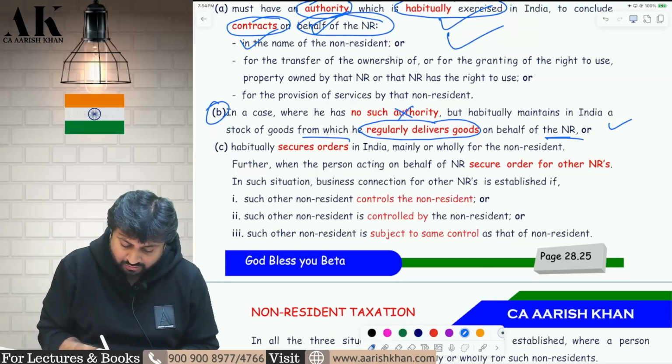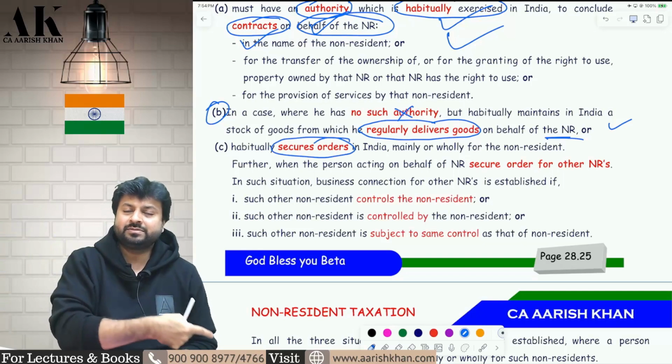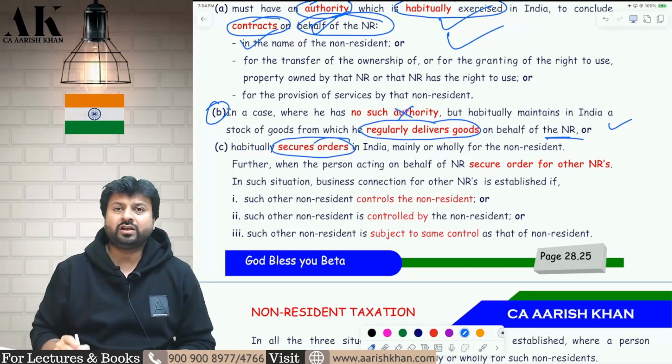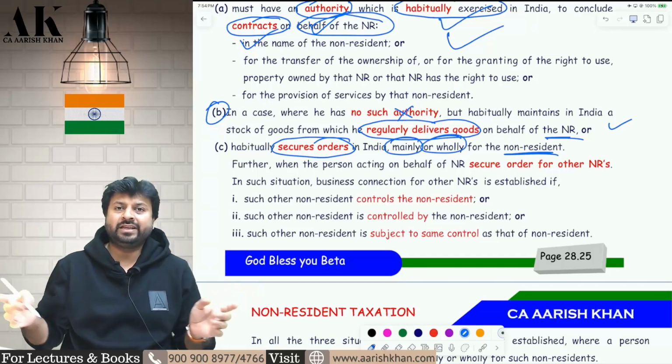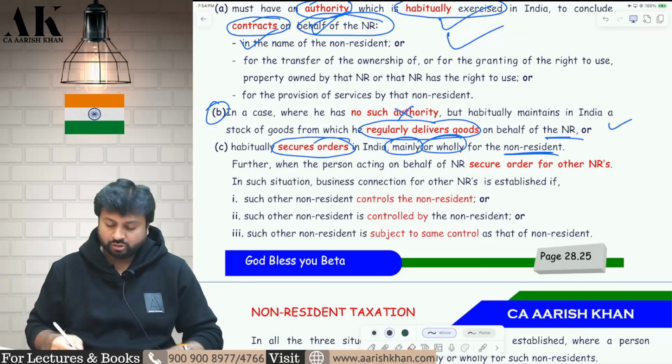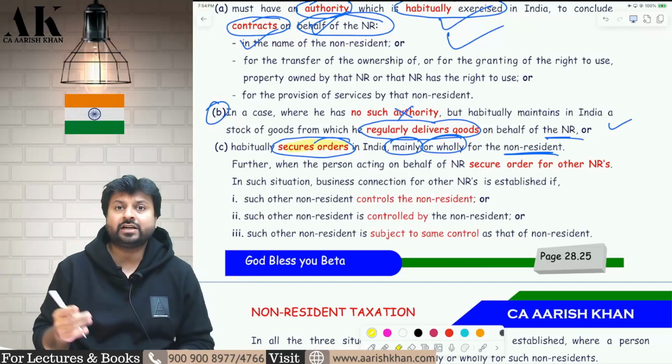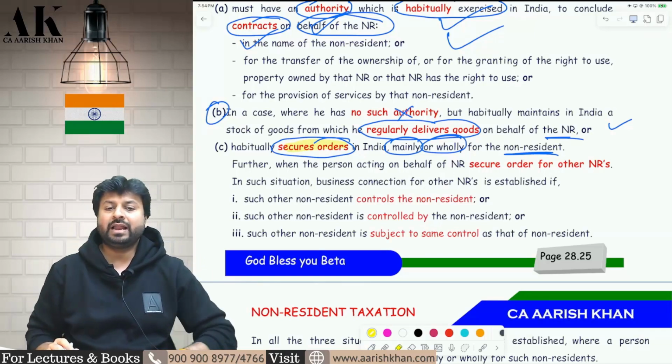And third point, if a non-resident is putting one person in India who secures orders in India for you, and the non-resident is outside India, there is Mr. A, an agent in India who is securing orders for you, but mainly and wholly for you. He should not be doing that for everybody. He should be doing it mainly and wholly for you. Then that person will also be considered a business connection in India and will be liable to tax.